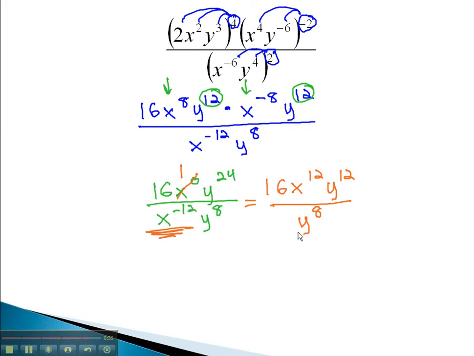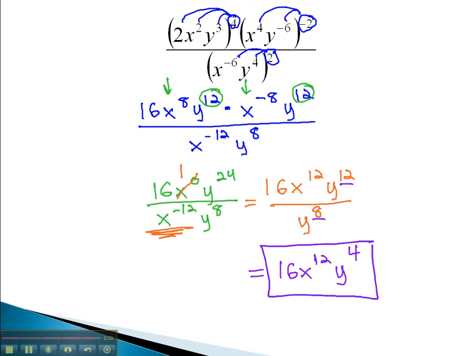To combine the y's together, we will need to subtract their exponents. When we do, we end up with 16 x to the 12th, y to the 12 minus 8 is 4. And this becomes our final solution. We can combine all the exponent properties together in a single problem, keeping in mind order of operations to simplify so each variable appears once and there are no negative exponents.